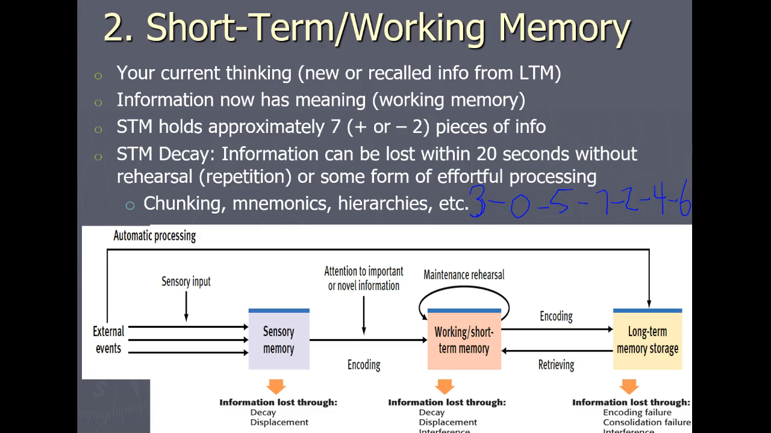So when people recall that, repeat it to themselves, oftentimes they'll use chunking, and they'll repeat that as 305-72-46. And basically taking that information from 7 bits of information down to 5. Because now you just have 5 numbers to remember. And that is generally easier for short-term memory to handle.